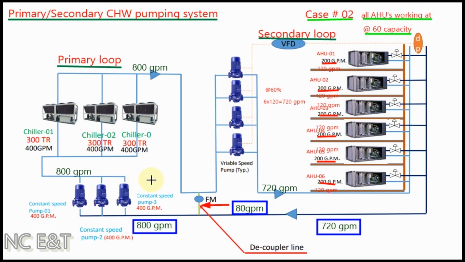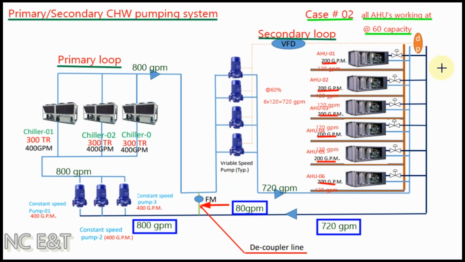In this case, there will be only 2 chill water pumps and 2 chillers working in the primary loop, and there will be a total flow of 800 GPM. And as the flow in the secondary loop is 720 GPM, there is still a difference of 80 GPM, and this difference will be bypassed through the decoupler line to maintain the constant flow in the primary loop.